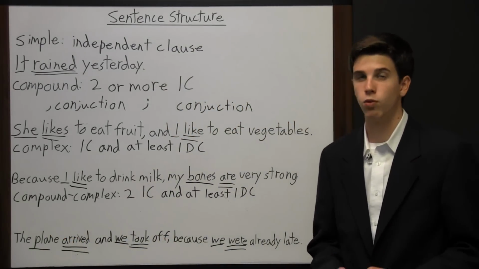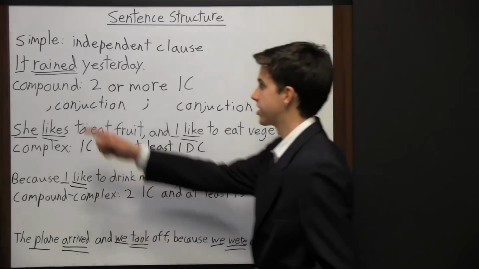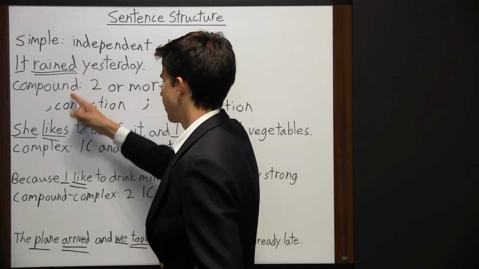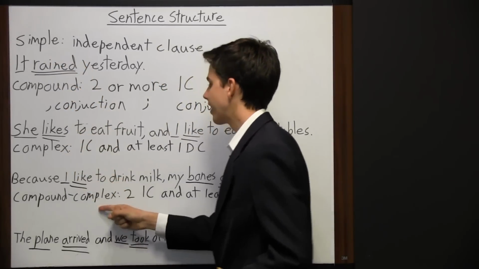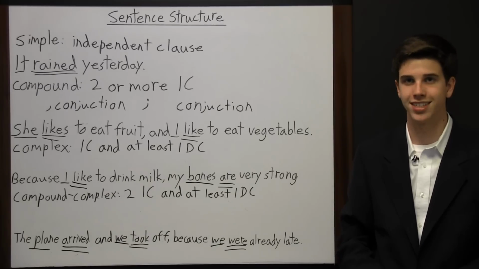So again, the four sentence structure types are the simple sentence, the compound sentence, the complex sentence, and the compound complex sentence.